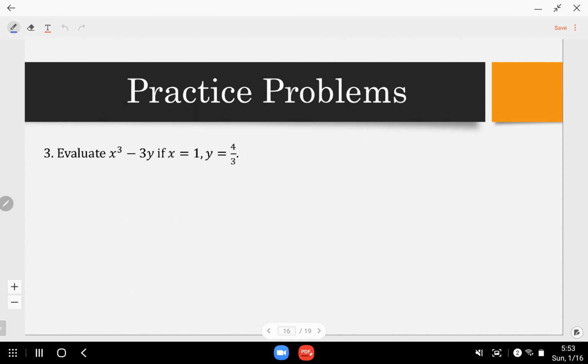Very good. So next problem here, evaluate x cubed minus 3y. All right, I'll give you a few moments to do this, and I'll check back to see your answers.